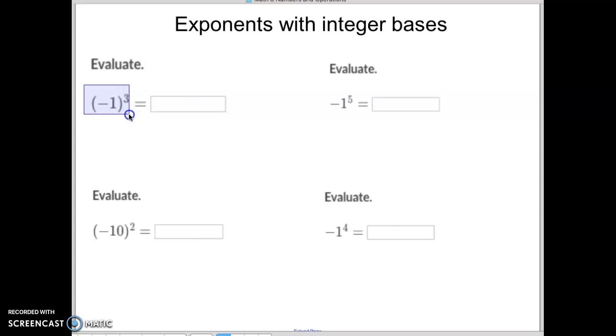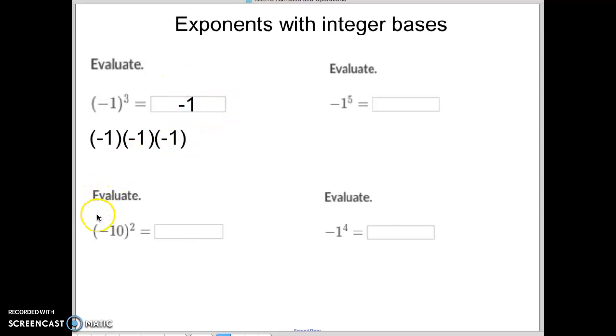The third power means I need this parenthesis -1 3 times. So I simply type this times this times this, 3 times. -1 times -1 would become a +1, but then times another negative would go back to being -1. So that would be our answer right there.